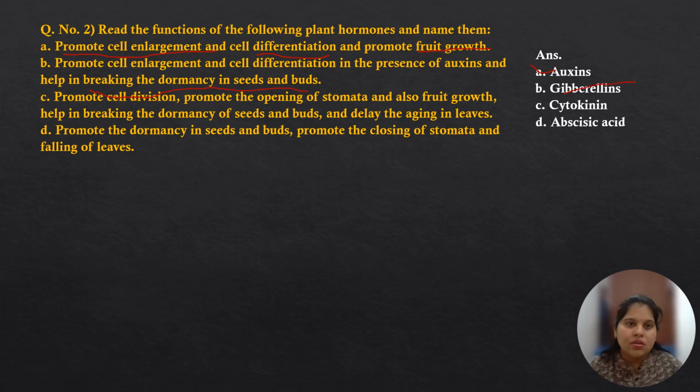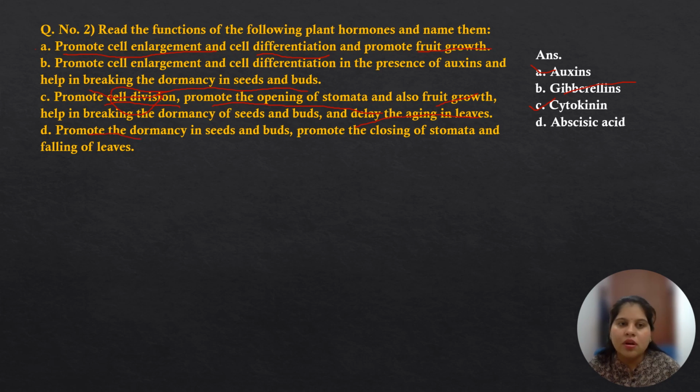C, promote cell division. This is the main function of this hormone. Promote cell division, promote the opening of stomata, and also fruit growth, help in breaking the dormancy of seeds and buds, and delay the aging in leaves. So in this, cell division is important, and promoting the opening of stomata. So this is the function of which plant hormone? Cytokinin.